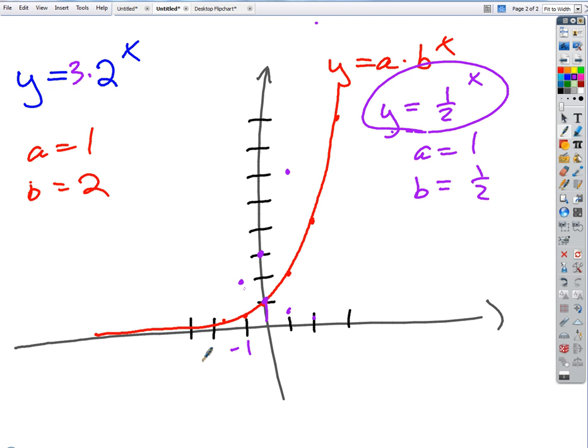If I go back one more to -2, I've got 1/2 to the -2. What's 1/2 to the -2? 4, isn't it? Because 1/2 to the -2 is the same thing. Remember with a fraction, it's the reciprocal, right? That's the same thing as 2 to the positive 2, right?